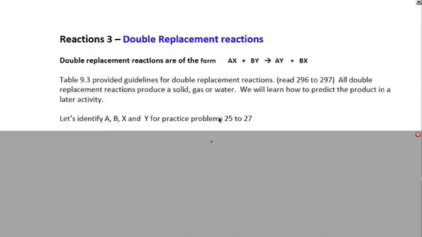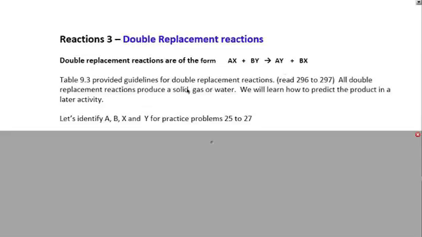Hey, we're on the last type of reaction, double replacements. These reactions start off with two compounds and end with two compounds. So we'll call the first one AX, the second one BY. They react to form two products, AY and BX.